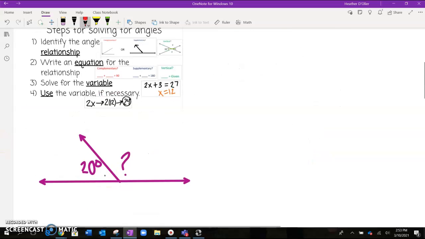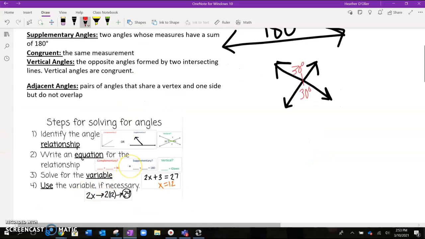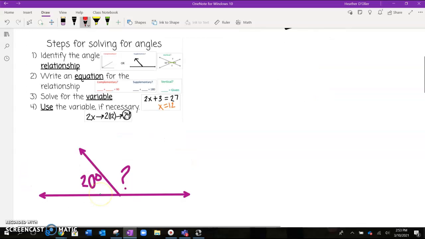So remember, we have our steps. First thing is identify the relationship. If you can figure out the relationship, then you can solve it. And sometimes you can even do a workaround to get to it. Once you identify if they're complementary, supplementary, or vertical, adjacent is helpful to know, but it doesn't always tell us the answer. Then you can write an equation. Complementary, they're set equal to 90. Supplementary, they're set equal to 180. Vertical, they're set equal to the given. Like if I tell you this one is 30, this one has to equal 30, but maybe it's got a variable. Okay, then solve for your variable, use the variable if necessary.